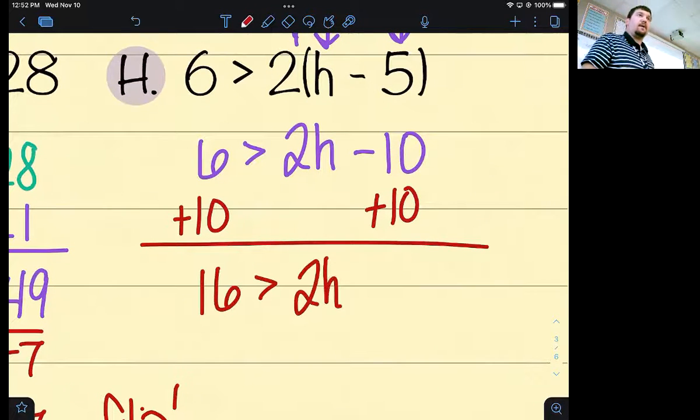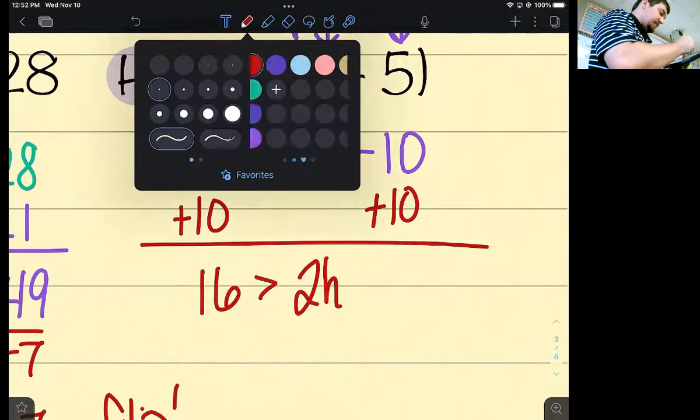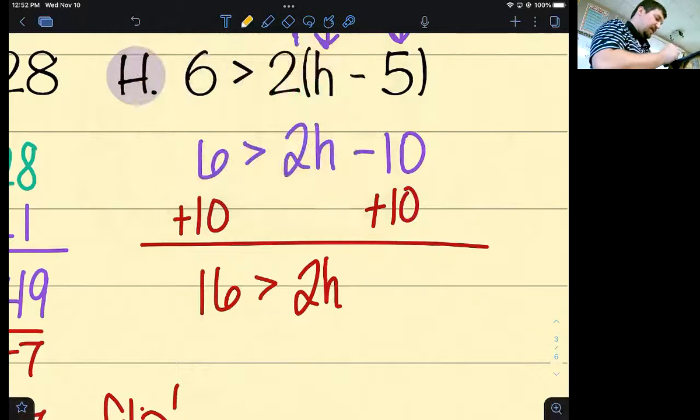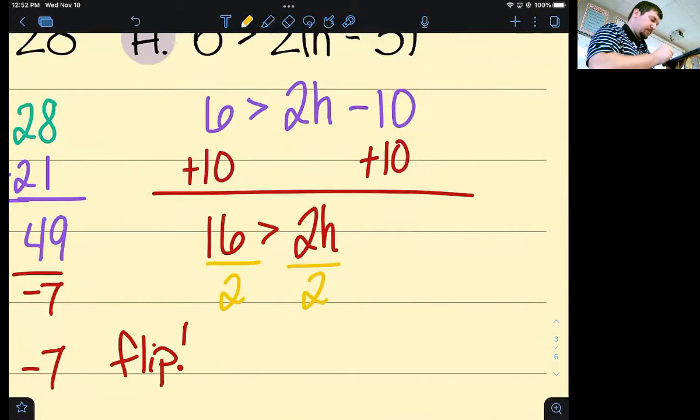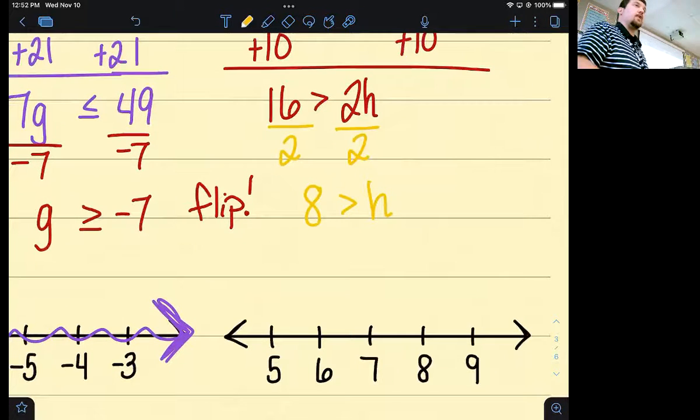Is this one I'm going to have to flip on? No, because the variable term is a positive 2H. So I'm not going to flip anything. And let's see here. Divide by 2. What's 16 divided by 2? 8. And that's enough information to help me graph. Open circle. Is H bigger or smaller? Smaller, shade to the left.